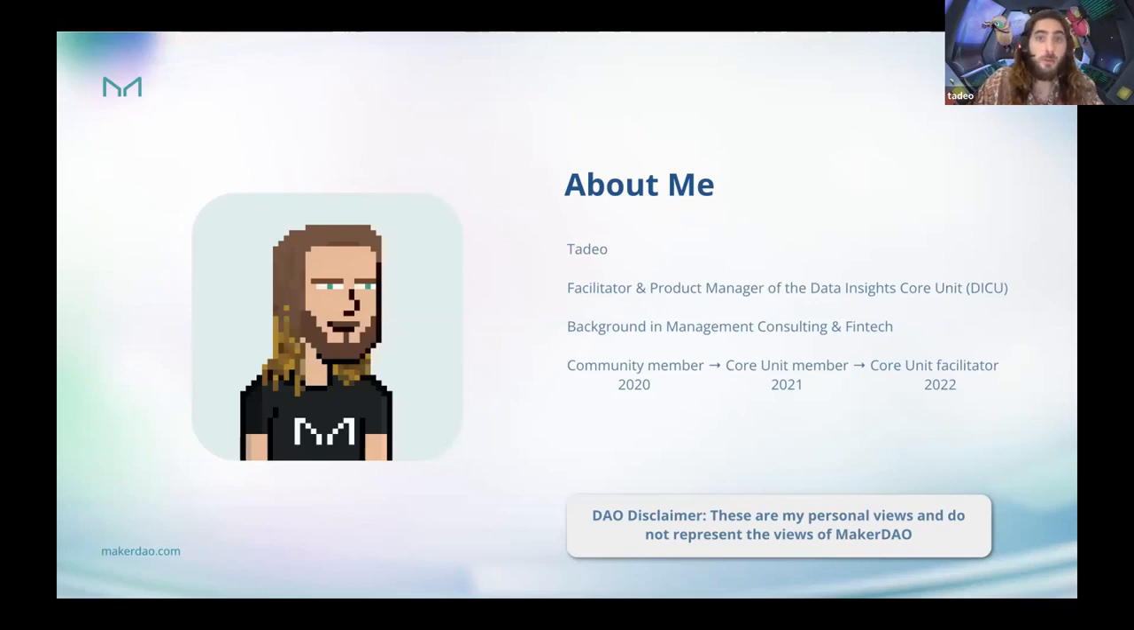I started as a community member at MakerDAO at the end of 2020, and then transitioned to be a full-time contributor by 2021. And as of late, I am leading the data insights team. And a big disclaimer, because of how a decentralized autonomous organization works, these are very much my own views. They don't represent the views of the organization themselves.